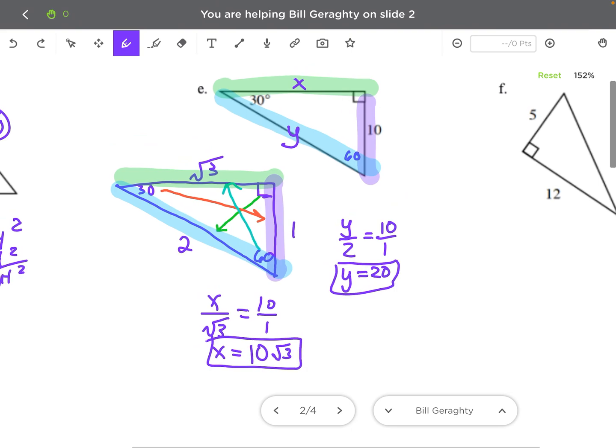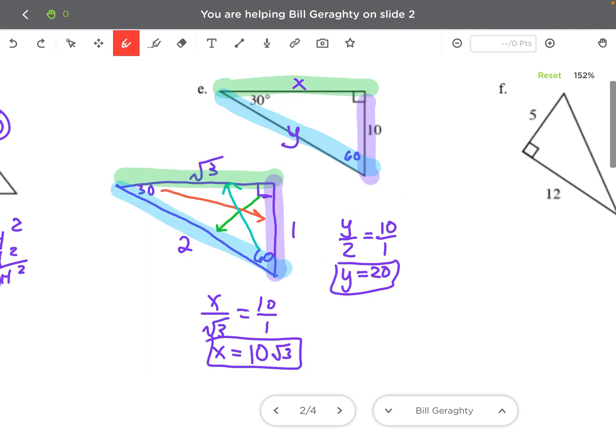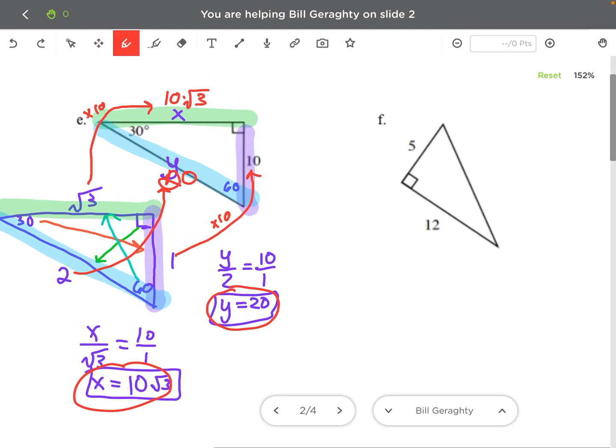Okay, so once again, I know that some of you guys already identified this. To get from 1 to 10, you multiply by 10. Therefore, to get from the green to the green, you had to multiply by 10, which makes this 10 times the square root of 3. And also 2 to y, you multiply by 10, which gives you 20. And we found those same answers down here.